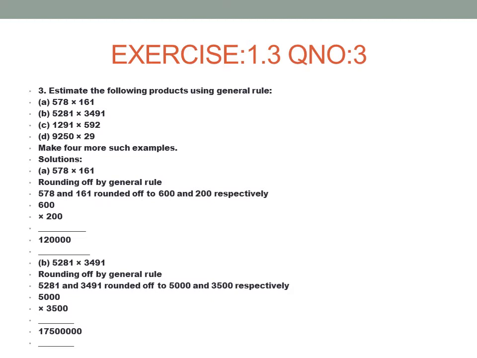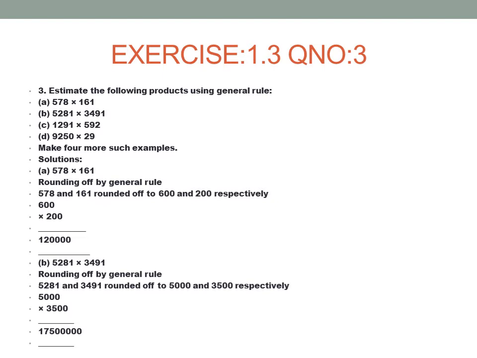578 lies between 500 and 600. So it is rounded off to the nearest 100 by general rule. What the general rule says: round off to the greatest place value. So what is the place value of 578? Yes, it is hundreds. So 578 lies between 500 and 600. The rounded off number of 578 is 600 and the rounded off number of 161 is 200.